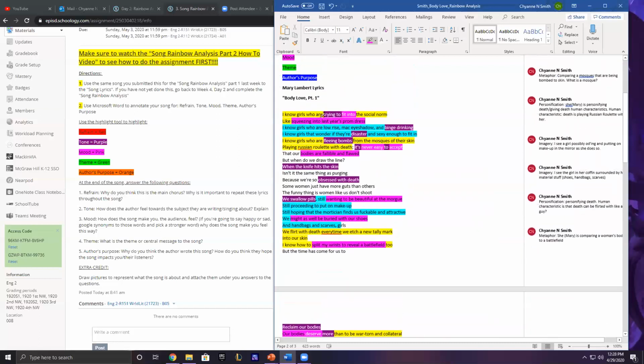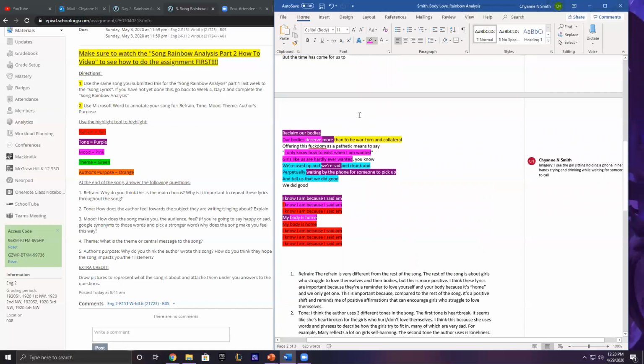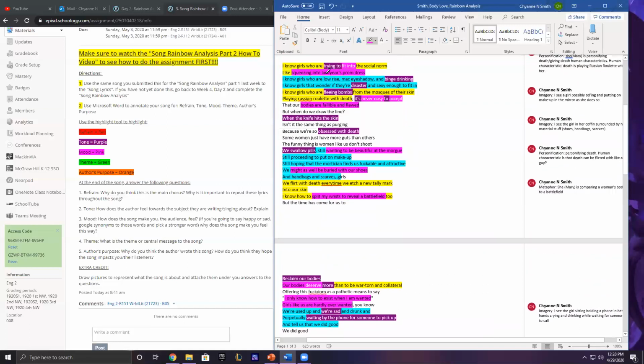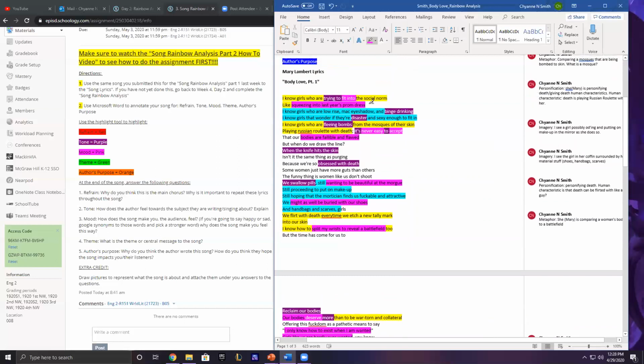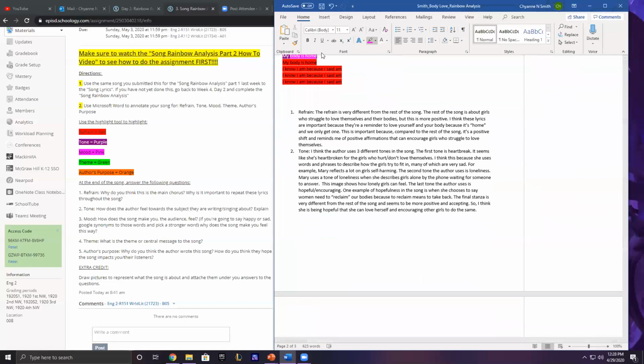Cool. So what I've done is I've just gone through and highlighted moments that felt powerful and emotional to me. And like you can see, when it was something that overlapped, I didn't highlight the whole line, I just highlighted parts of it. And then the question that we want to answer now is, for mood, how does the song make you, the audience, feel?